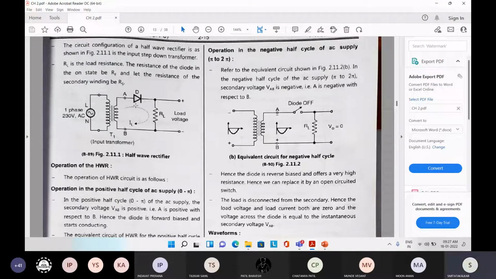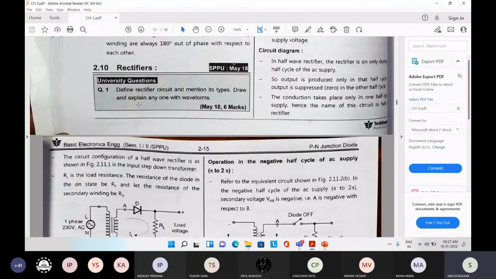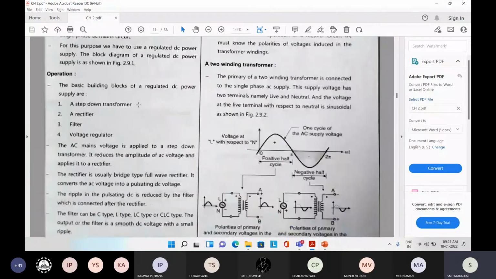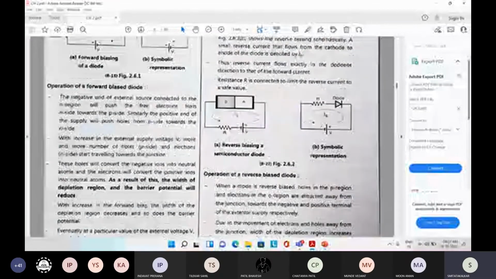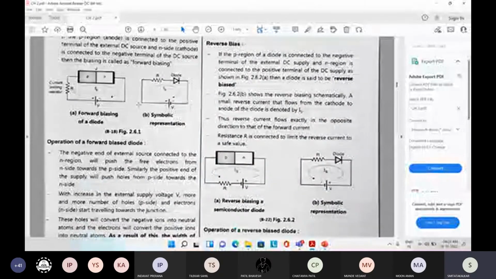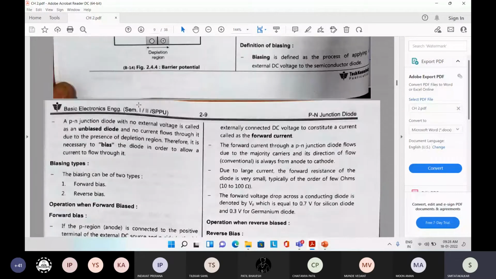Yes. Then the diode. What is the diode? The diode is in a conduction state. 0.7 volt is required for a diode to conduct. Then what is meant by the diode? In the PN junction diode, in the extrinsic semiconductor lectures, I already taught the PN junction diode. This is the PN junction diode.